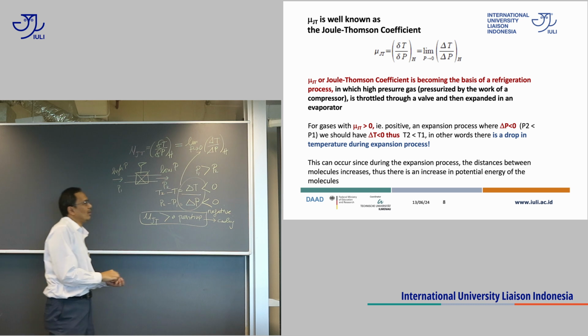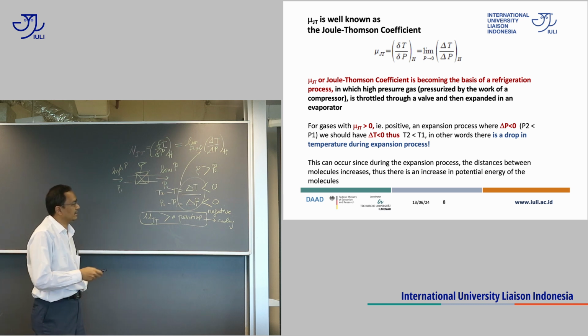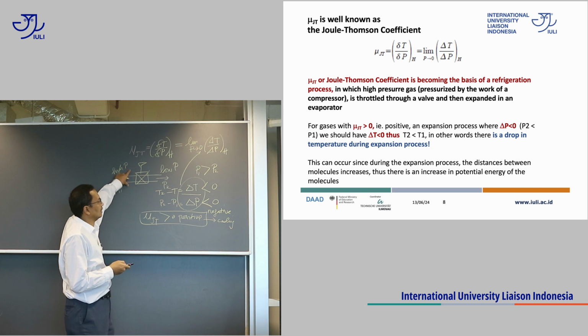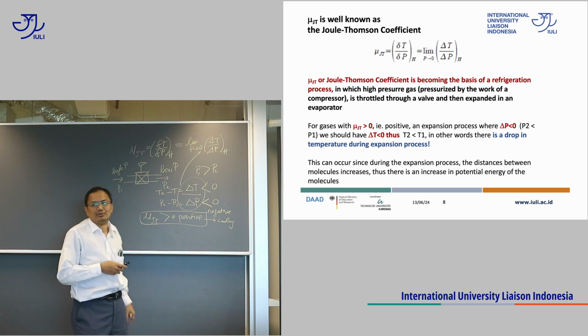So that's why when you design a refrigeration unit, you look at the operating parameters that you decide. It has to have a positive mu Joule-Thomson. If we have throttling and mu Joule-Thomson is negative, what do you think will happen?